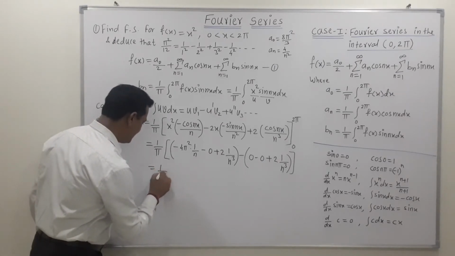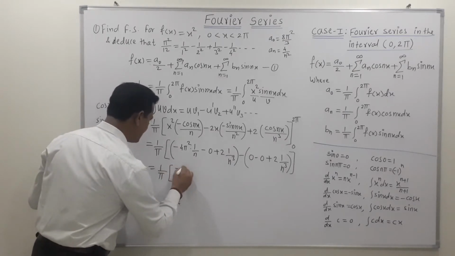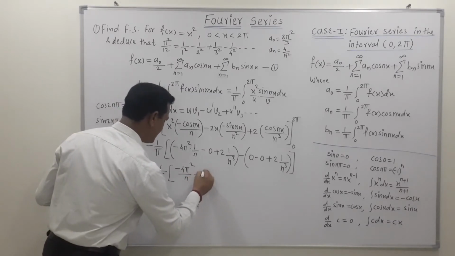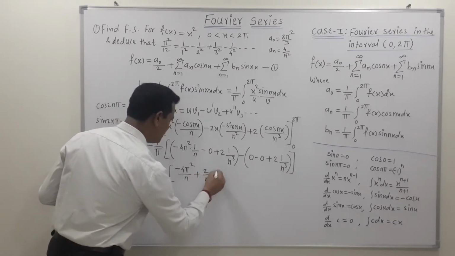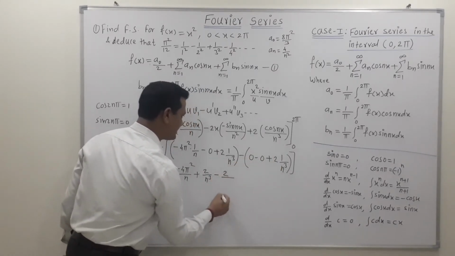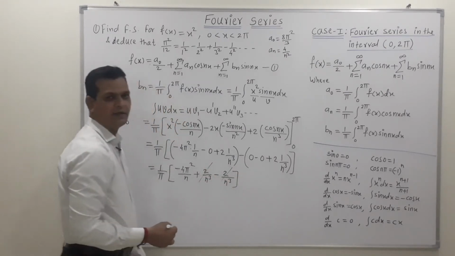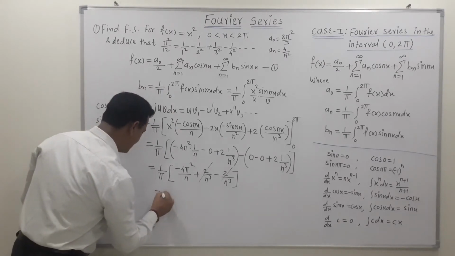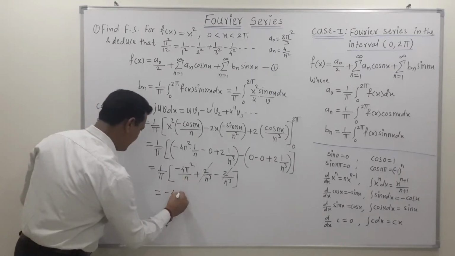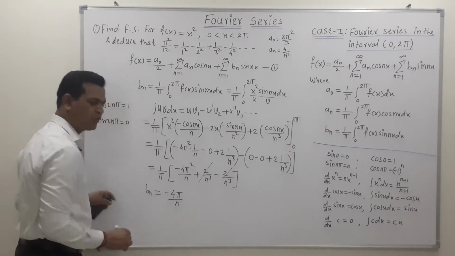Now if we simplify this, then we get 1 upon pi. Then in bracket we get minus 4 pi square upon n, plus 2 upon n cube, then minus, if we take it to the inside, minus 2 upon n cube. So this term and this term will cancel. We write the answer to this question as minus, then this 1 pi will get cancelled, 4 pi upon n. So friends, this is the value of the third coefficient Bn.